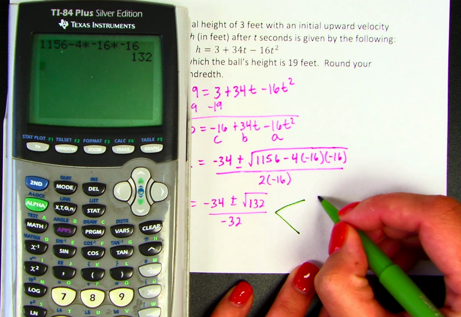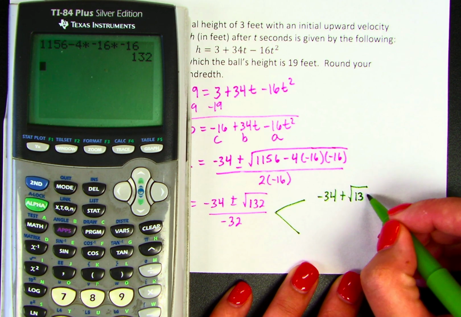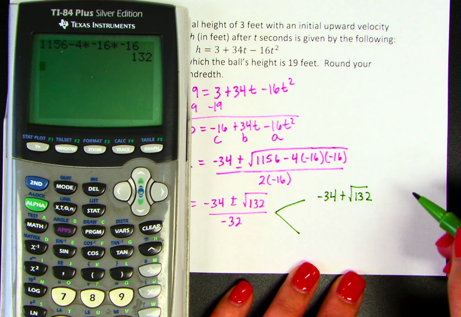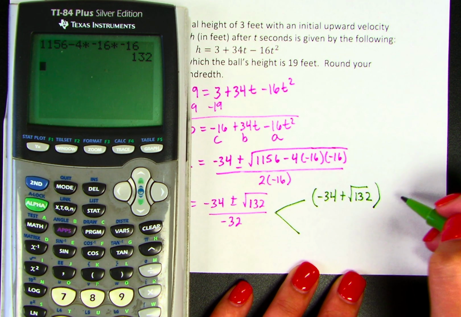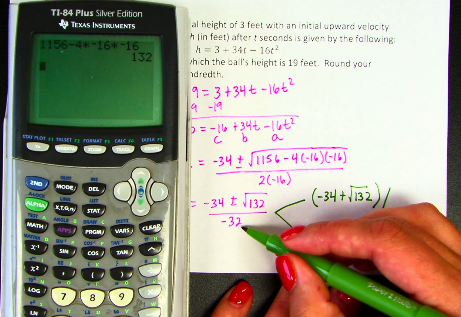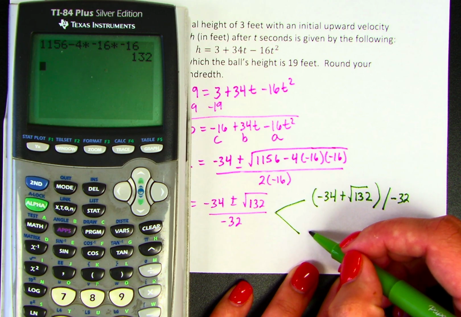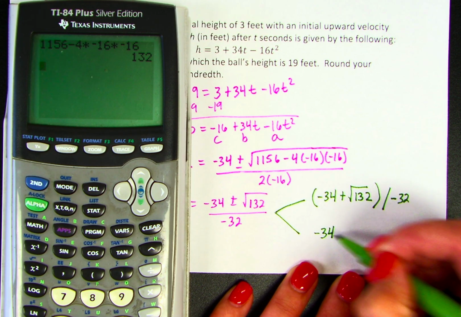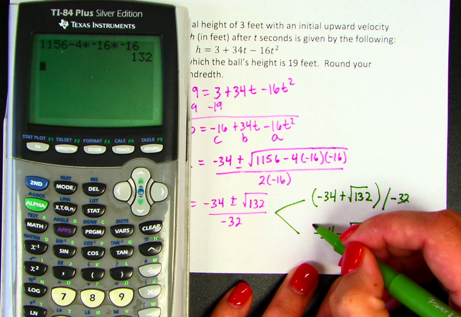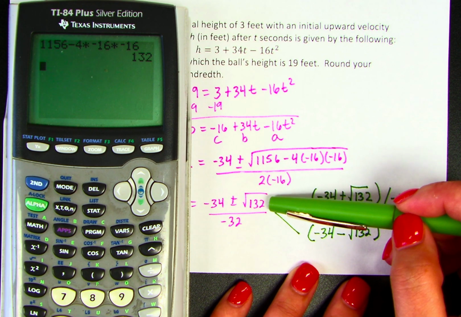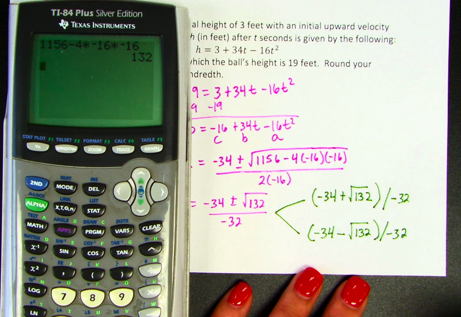So this will be negative 34 plus the square root of 132. And then since we're going to be typing this into the calculator, I'm going to put the top part in parentheses, and then we will be dividing by the denominator, so negative 32. And then we'll need to go back and figure out negative 34 minus the square root of 132. So again, this part needs to be in parentheses since it represents the top part of that fraction. And then we will divide by negative 32.